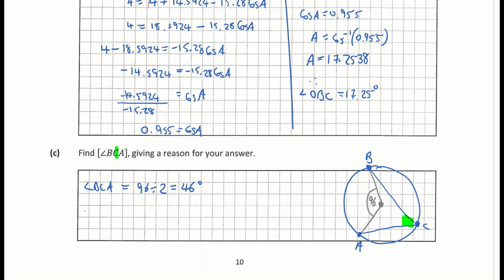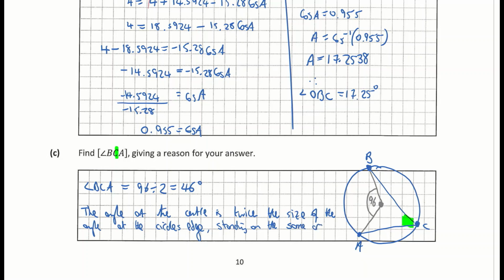Well, I'm just going to state that the angle at the center is twice the size of the angle at the circle edge. But again, just maybe note that it must stand on the same arc. So what we mean by the arc, it's this here, the B to A. They're both standing on that same arc.